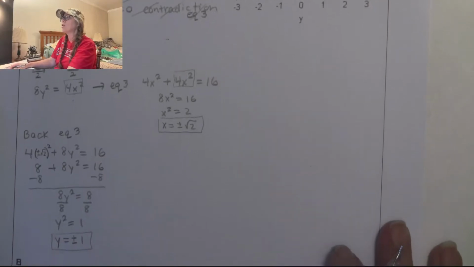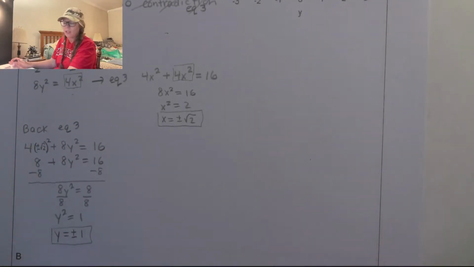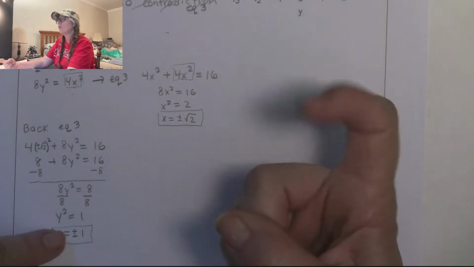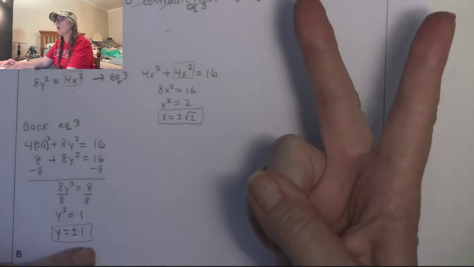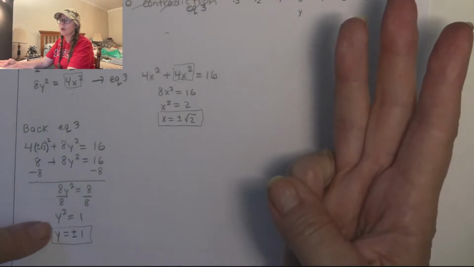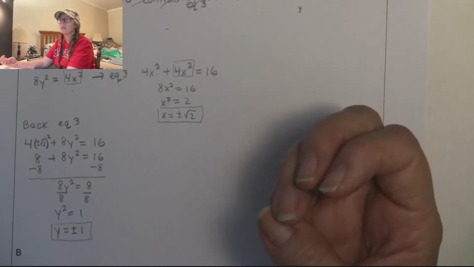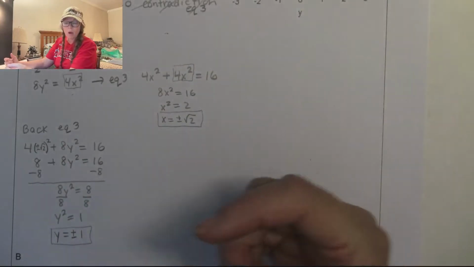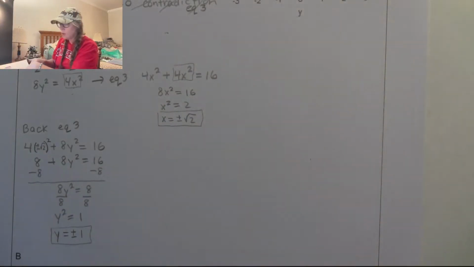There are actually 4 ordered pairs here. Would you guys agree? There's when x is square root of 2 and y is 1. When x is square root of 2 and y is negative 1. When x is negative square root of 2 and y is 1. And when x is negative square root of 2 and y is negative 1. I hope I said them all. And so we have these conditions.